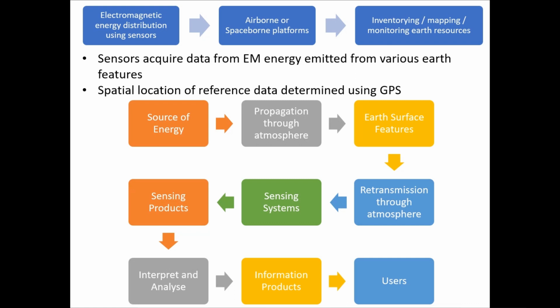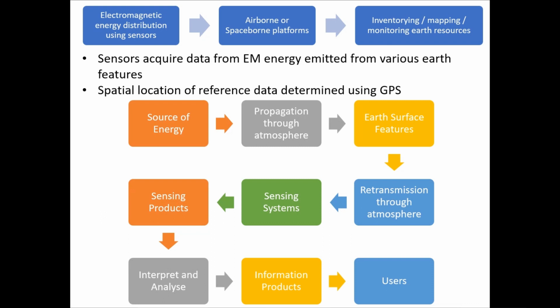Then the second step is the propagation through the atmosphere. The energy, when it travels from the source to the target, will come in contact with and interact with the atmosphere it passes through, right? You can see here in the fourth step, there is a retransmission again. So from the source of energy, it will propagate through the atmosphere. The first interaction will happen with the atmosphere. Then it will reach the Earth's surface features.